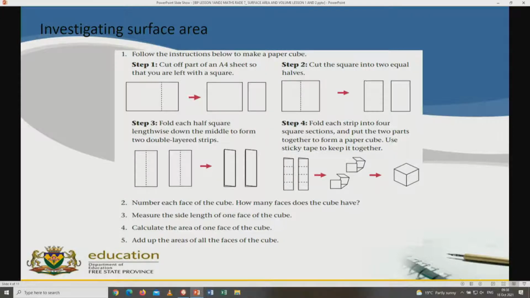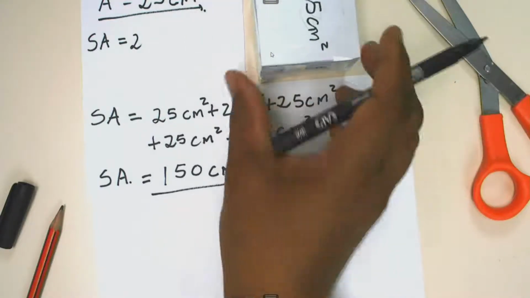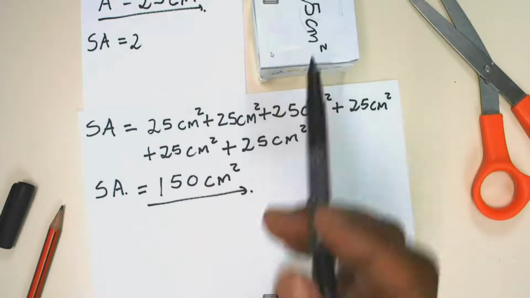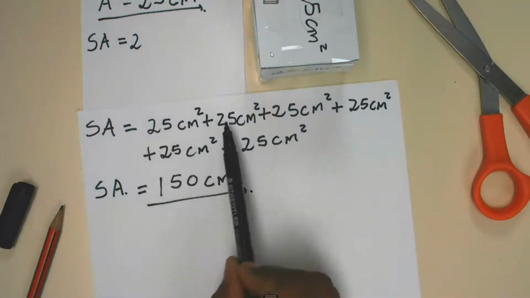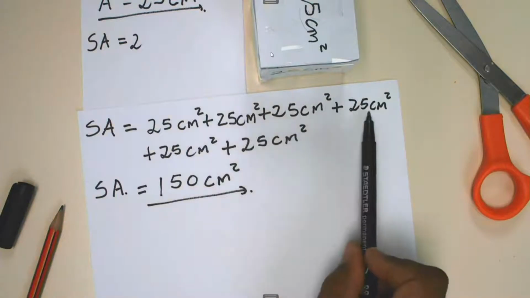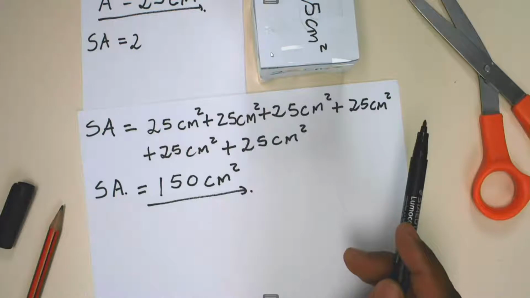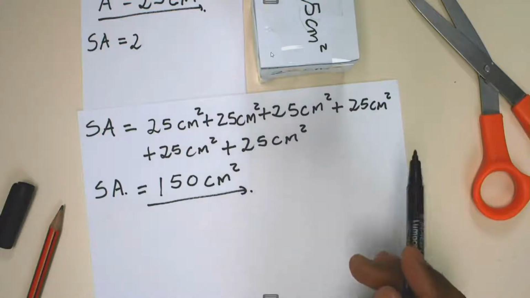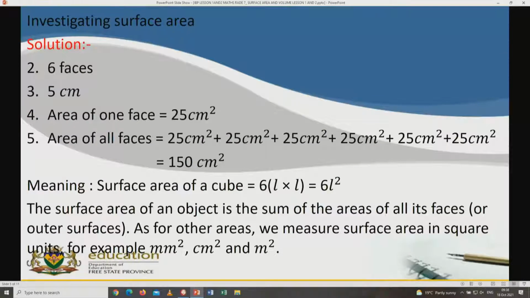Now number 5 is saying, add up the areas of all faces. This is what we did here. We said there are 6 sides, and each area is 25, and therefore we'll have 25 plus 25 plus 25 plus 25 plus 25 plus 25. We are still fine.